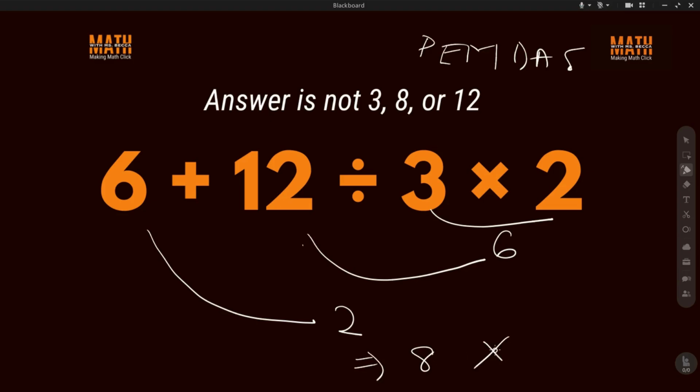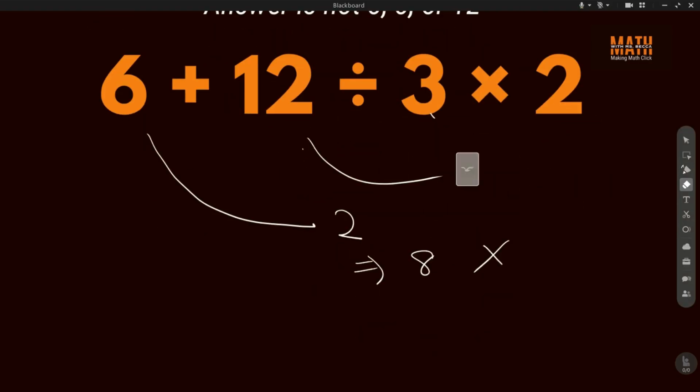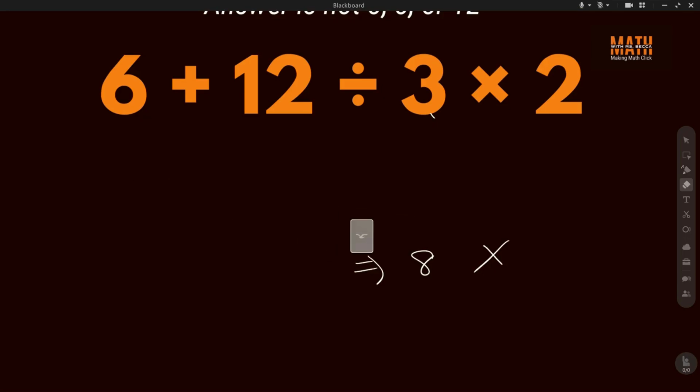But this is wrong. Some people also just solve it from left to right without applying the PEMDAS rule. They just add, divide, and then they multiply. So they get 12, which is equally wrong. So now let's do it correctly.